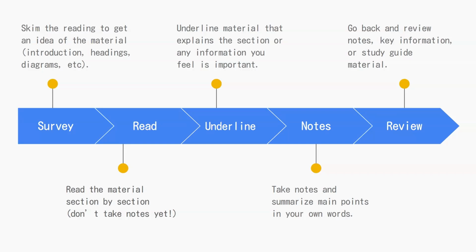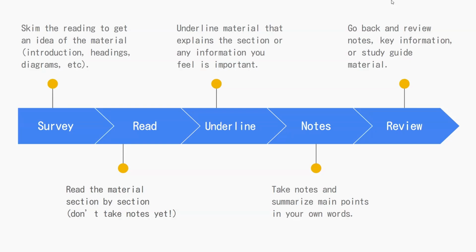So during the first part, the survey portion, you'll be skimming over the reading and keeping an eye out for any introduction, headings, chapters, pictures, or anything to give yourself an idea of what the reading will actually cover. And these next three steps, read, underline, and notes, might come hand in hand, as you've noticed in the acronym itself. So in the read section, you'll be reading the material section by section.